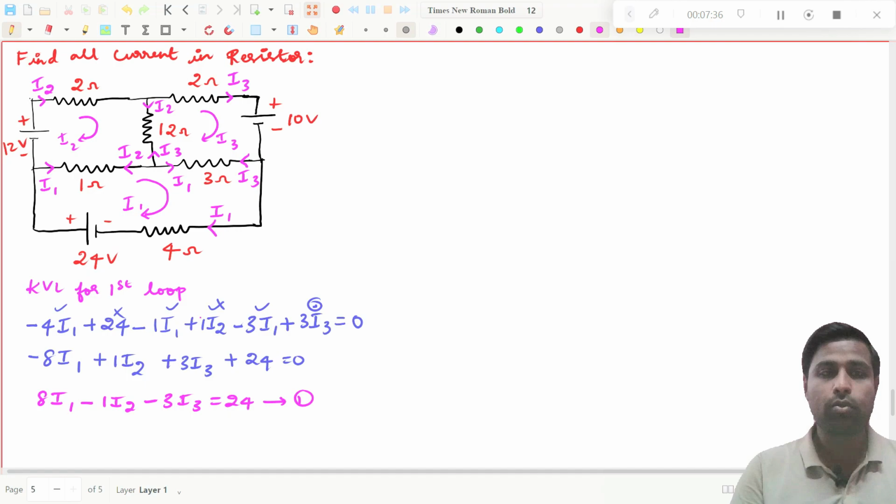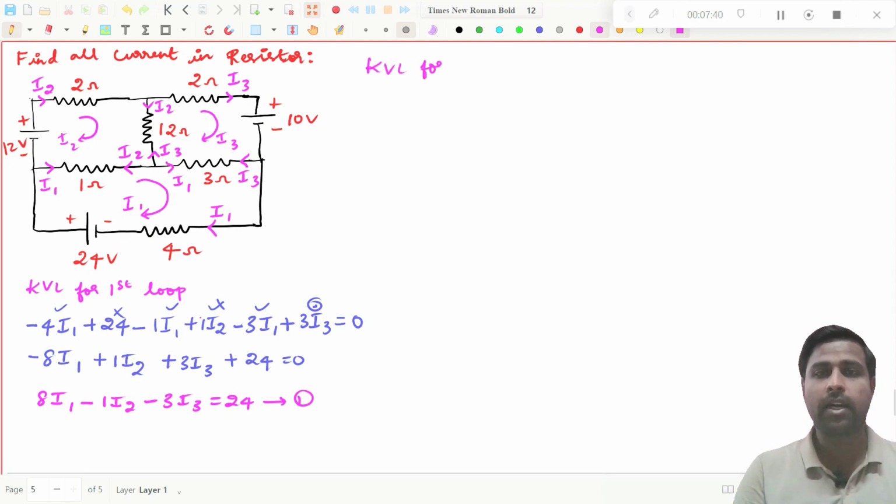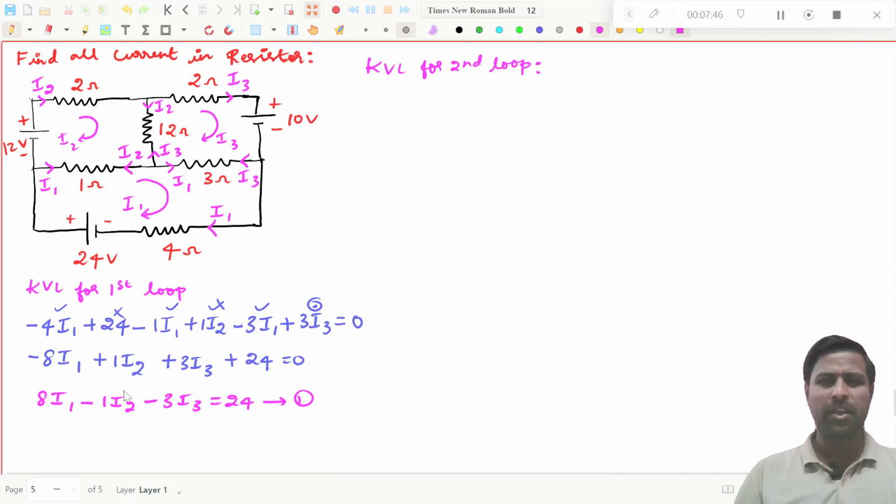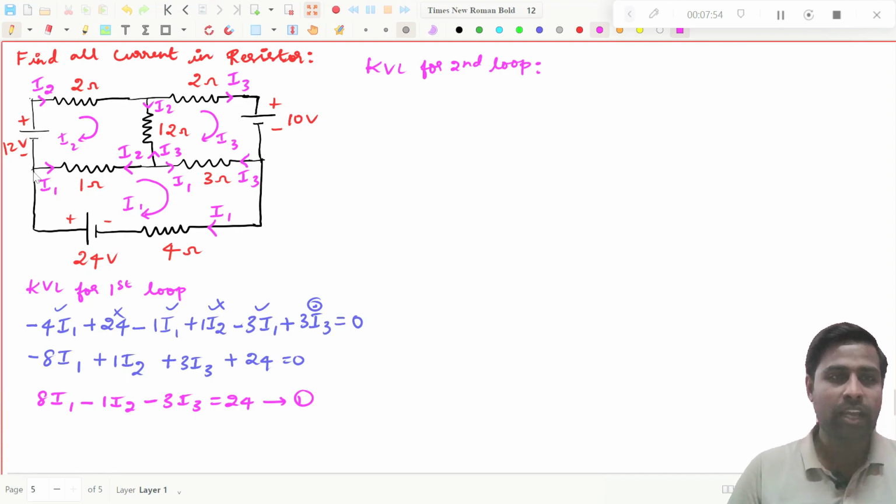So now you go for the second KVL for the second loop. I'm explaining again because for clarity we will do these kinds of things for 1 or 2 lectures. Then it is simple to understand. Anyhow, I will start from this point. I will go in this way, come in this way, and stop here, because my I2 is in clockwise direction, right?